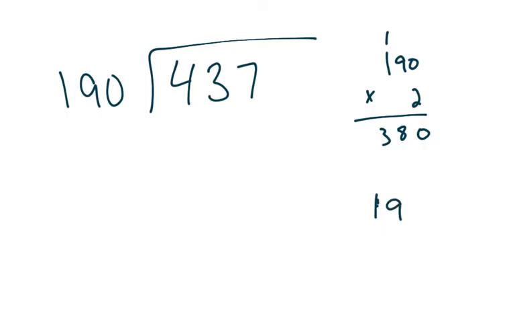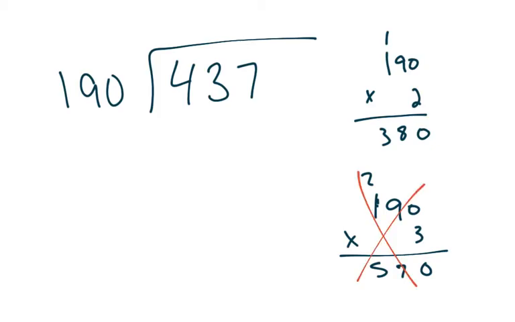I'm just going to double check here. 190 times 3. I'm just going down the line because I don't know if it goes in 1 time, 2 times, 3 times. It goes in at least 2 because 437 is the number I'm trying to get to. 380 is what I got when I multiplied by 2. 190 times 3 is 0 here, and then 3 times 9 is 27. So I got 570. It can't be 3 because then it would be too big. So it's going to have to be 2. I'm going to write 2 here on the far end of this problem. So 190 goes into 437 2 times evenly.